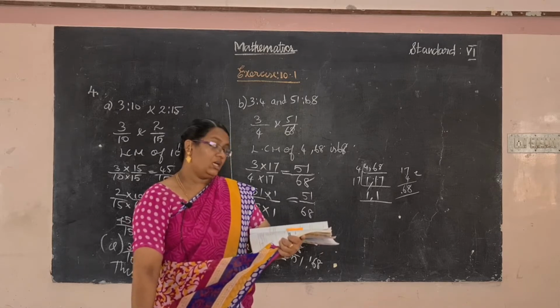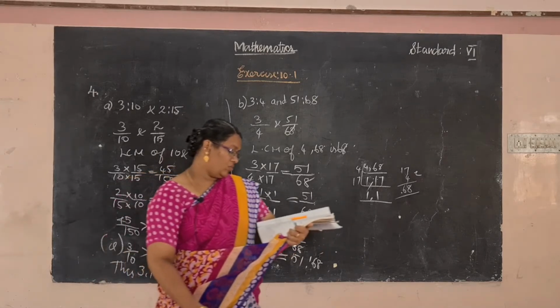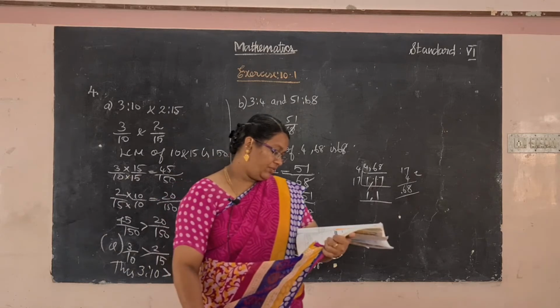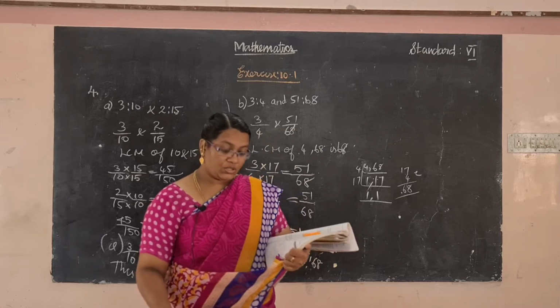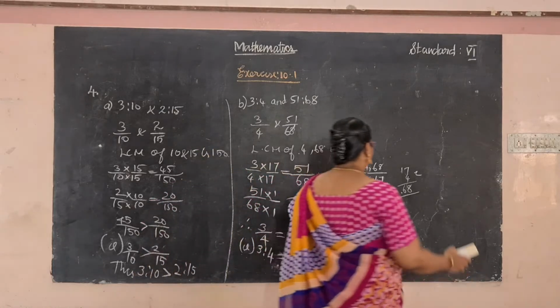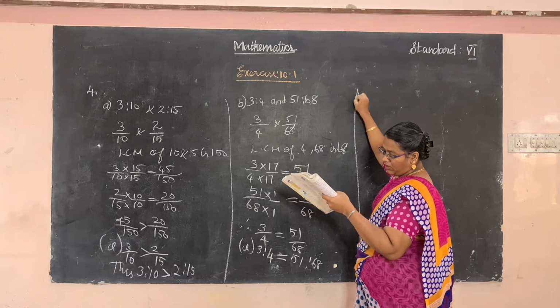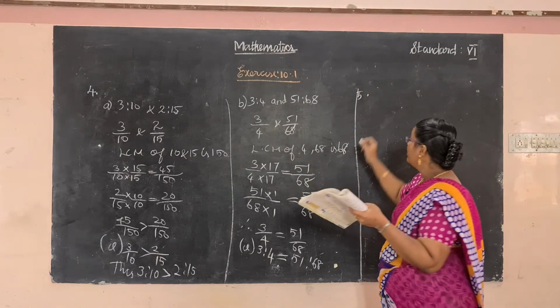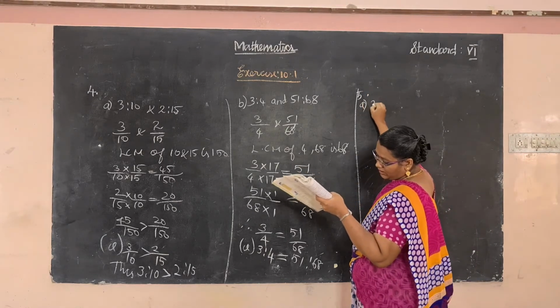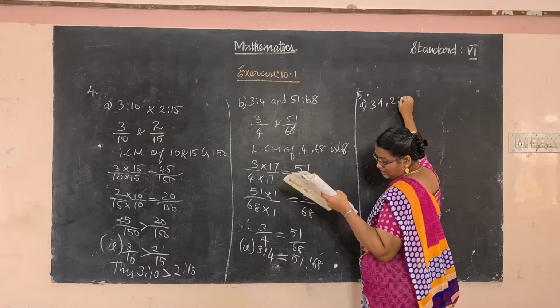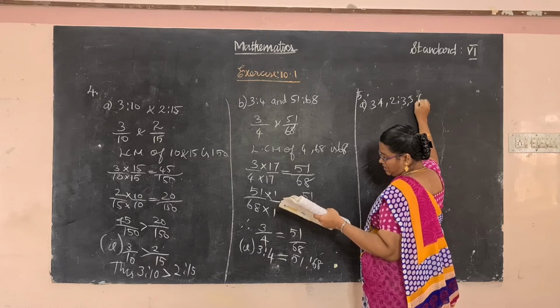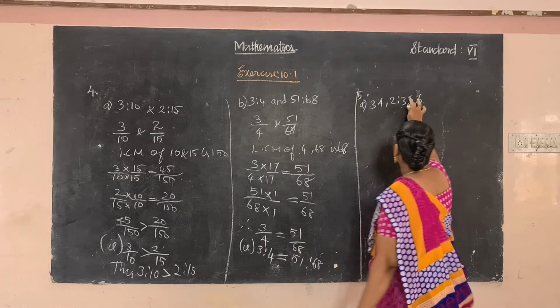C, D, E are homework. Okay, now move to the fifth problem. Write the following ratios in ascending order. See the first one. Okay, 3 is to 4, 2 is to 3 and 5 is to 6.